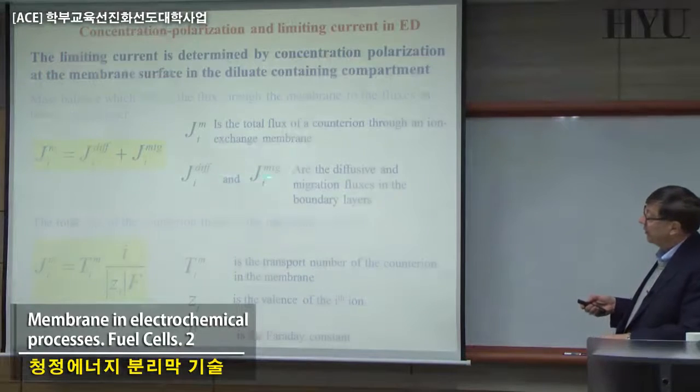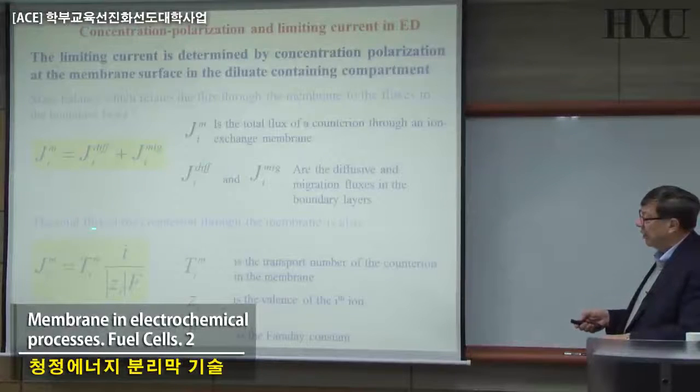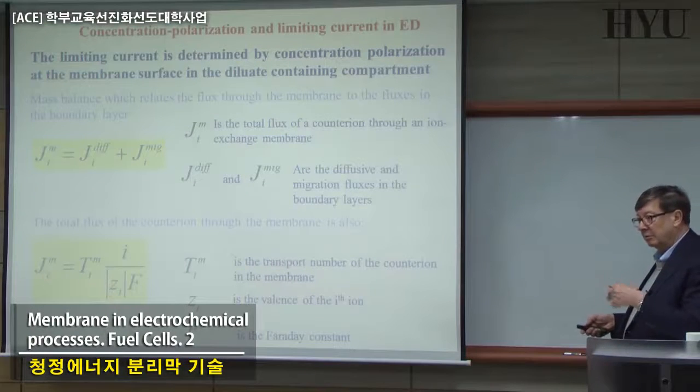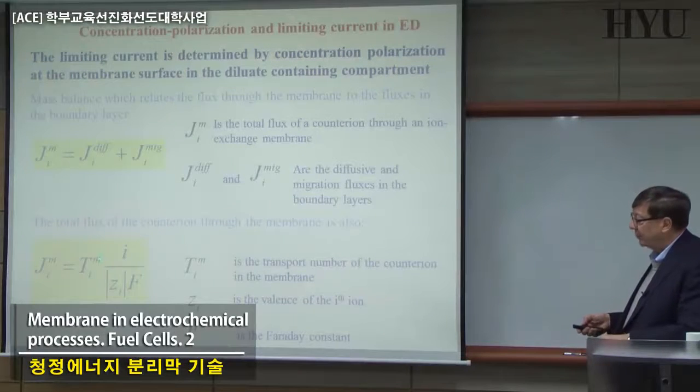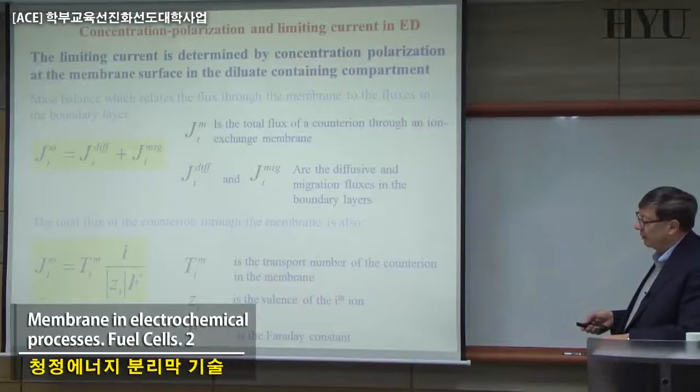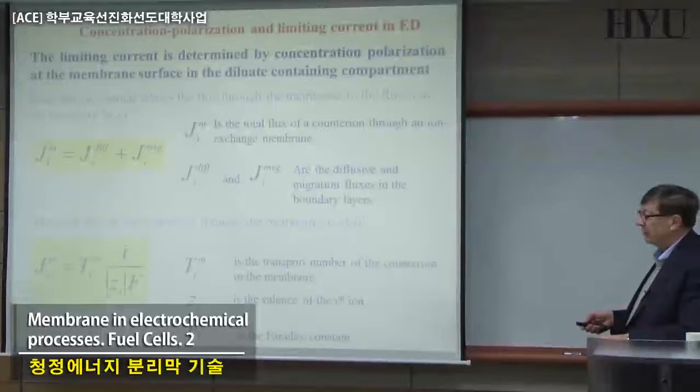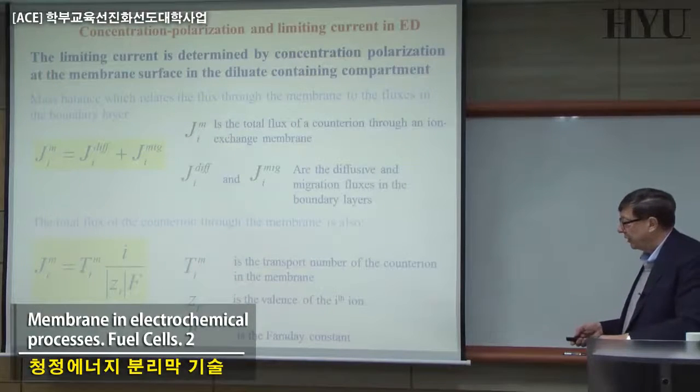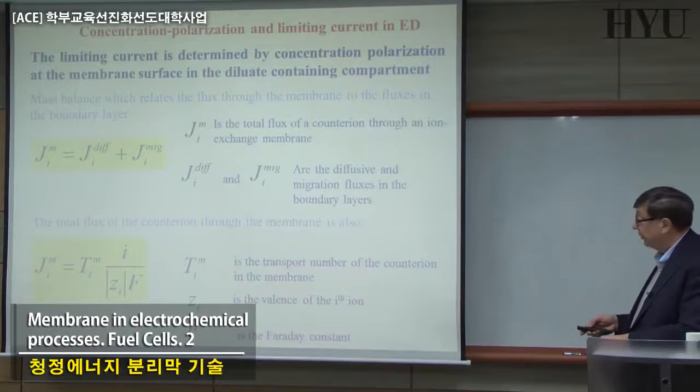The flux is given by the diffusive flux and the migration flux in the boundary layer, so the sum of these two. So the total flux can be defined by the transport number, which is nothing more than telling you how much of the total current is related to these ions, defined as the ratio between the current that is going through, divided by the charge of the ions and the Faraday constant.